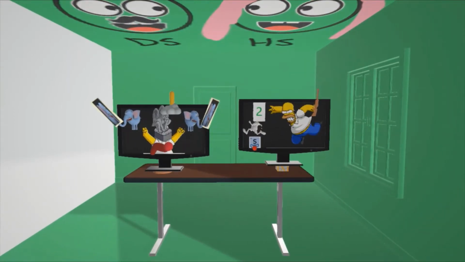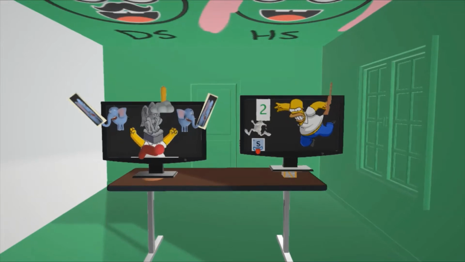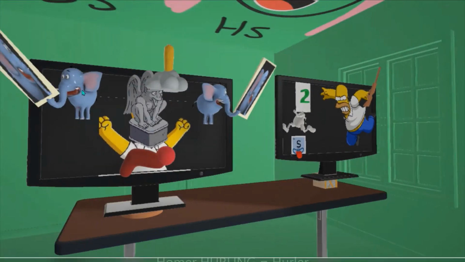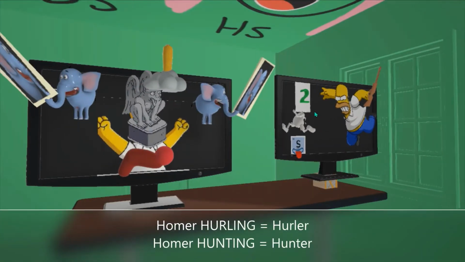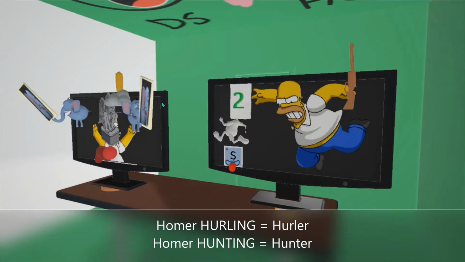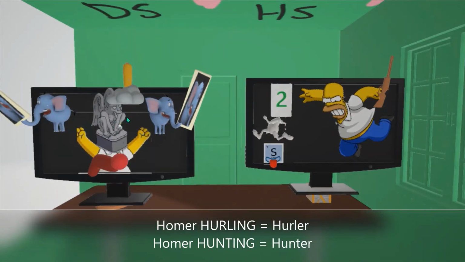Hey, welcome to our scene on the mucopolysaccharidosis, Hurler syndrome and Hunter syndrome. Now, although there are 7 mucopolysaccharidoses that have been identified, there are only 2 that we need to be aware of for the boards, and those are Hurler syndrome and Hunter syndrome. And that's represented over here by Homer hurling these elephants over here, which we'll discuss very soon, and him hunting over here. Homer hurling over here for Hurler syndrome, and Homer hunting over here for Hunter syndrome.